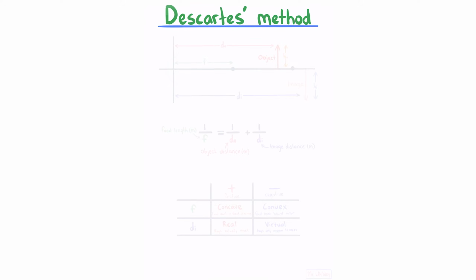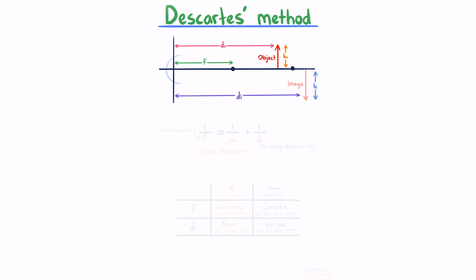Descartes' method. Consider the following situation where we have a mirror, a focal length, an object at a particular distance with a particular height, and likewise an image. Descartes' method gives us a way to mathematically relate these. 1 over the focal length is equal to 1 over the object distance plus 1 over the image distance.